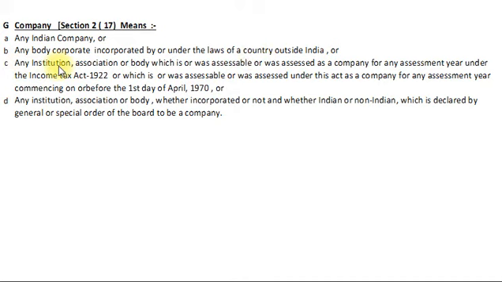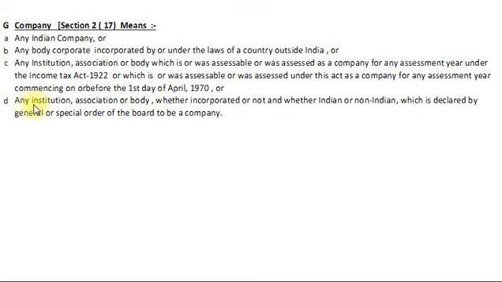Next, any institution, association or body which is or was assessable or was assessed as a company for any assessment year under the Income Tax Act 1922, or which is or was assessable or was assessed under this Act as a company for any assessment year commencing on or before the first day of April 1970. Here it is about a special nature company. Say for example, banking companies, insurance companies and other bodies incorporated or assessed as a company under the Income Tax Act 1922 or assessment year 1970-71.